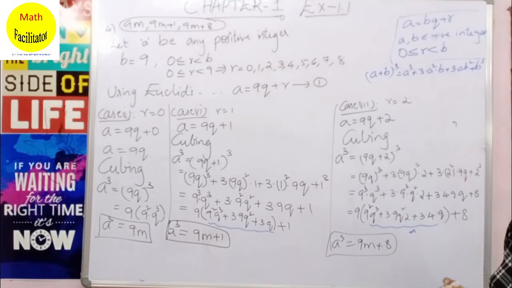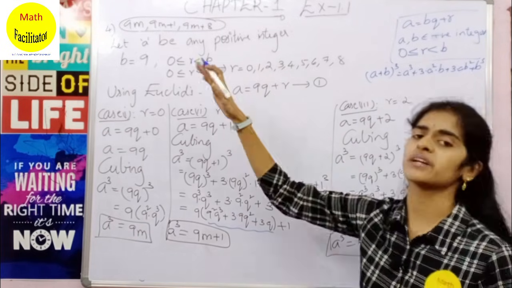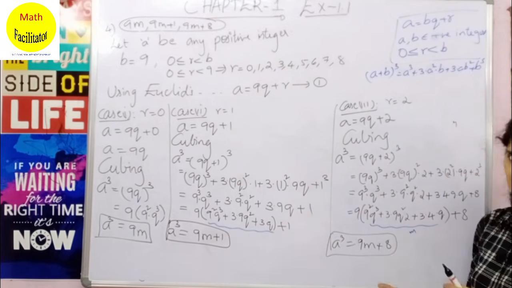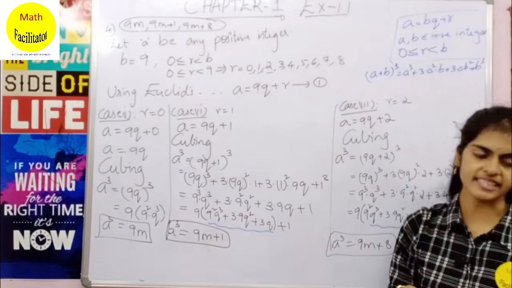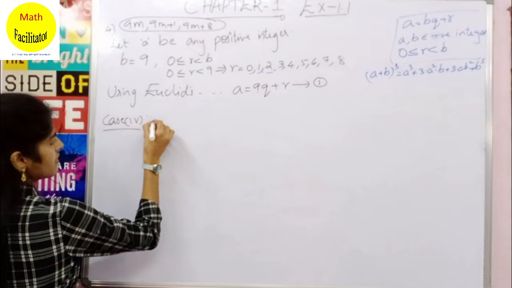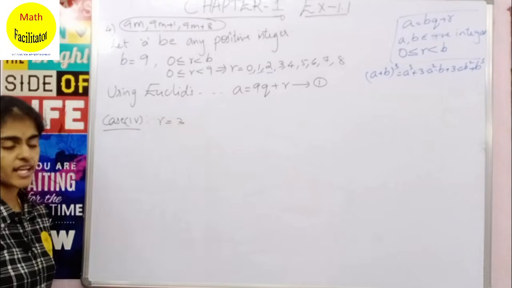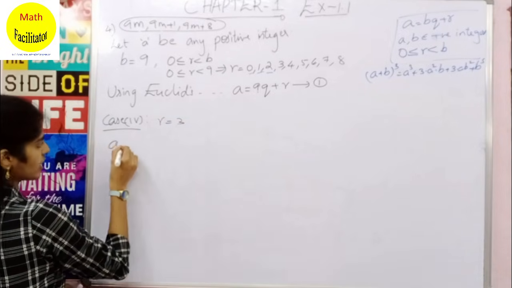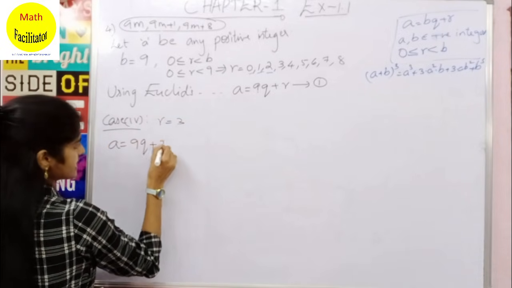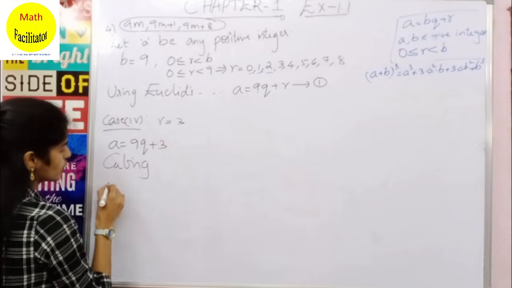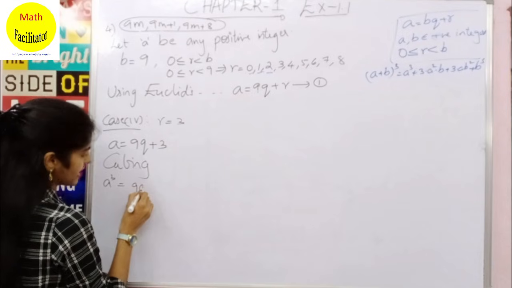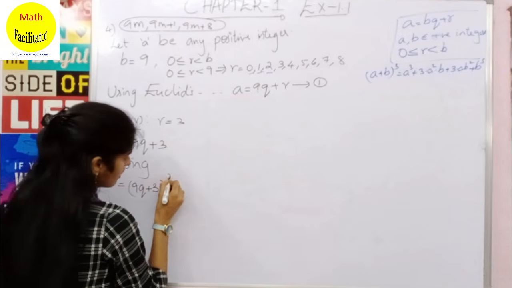Now here itself we have proved this, but let us check the other cases also for the safe side. So you have completed 0, 1, 2. Now let us check this 3. Case 4, when you take r equal to 3, what happens to this equation? A equal to 9q plus 3. Now as usual you have to cube on both the sides. So cubing you will have a cube equal to 9q plus 3 whole cube.